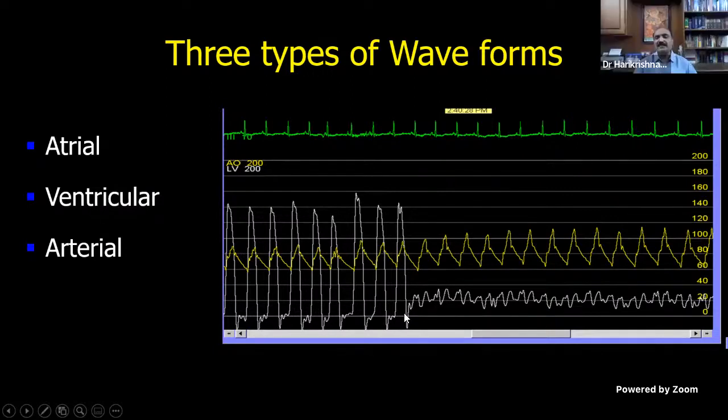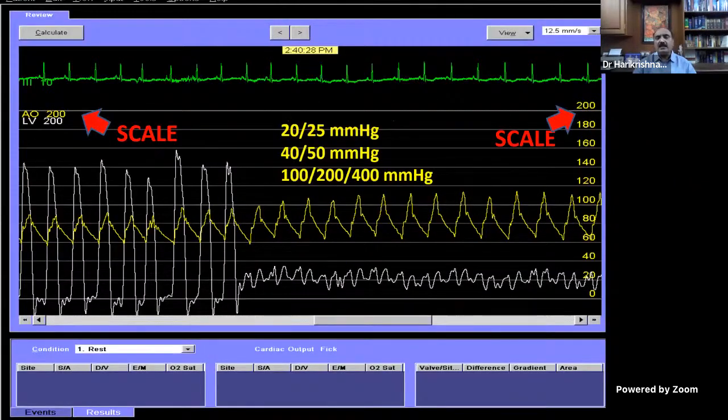So these are the basics. This is a very, very simplified format too. There are exceptions and all, and we will discuss them subsequently. Always see the scale. The scale will be mentioned on the side. As you see here, it is from 0 to 200. That is very, very important because your pressure assessment will depend upon that.